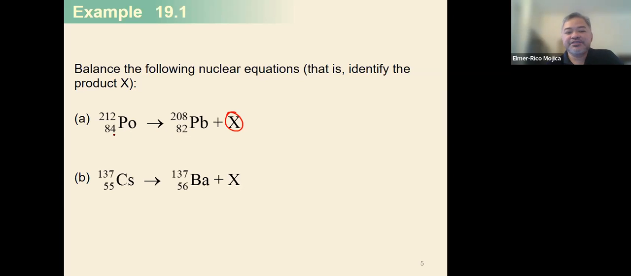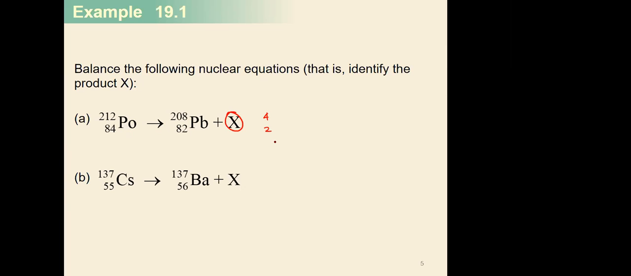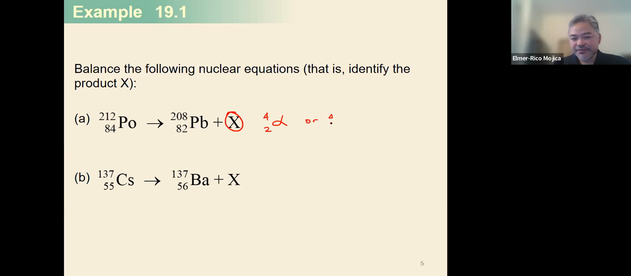So what's the difference here between the two? So 82 and 84 here, so that would be a 2. And 208 and 212 here, that's a 4. So what subatomic particle is that? The alpha particle. So you can do it like this or this one.